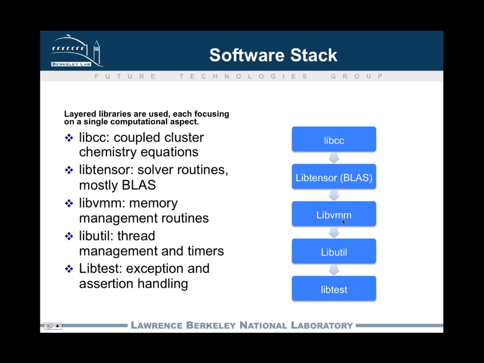There is a library that is responsible for the memory management, because typically the data set does not fit in the physical memory of most node architectures right now. So there is a customized library for managing the memory. There is another library called Libutil, which is responsible for the thread management, and there is a library for handling testing and exceptions.